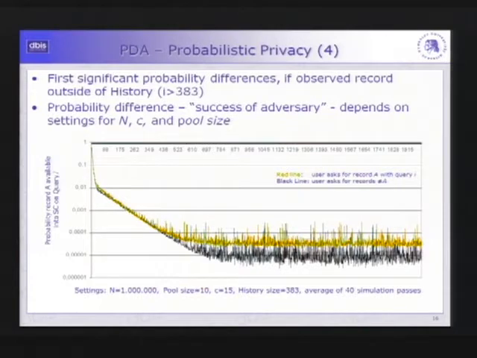So this is more or less the kind of algorithms we looked at, first of all, to maintain perfect privacy, and then what I called probabilistic privacy, giving up a little bit and therefore getting more efficient algorithms. So that's the trade-off.